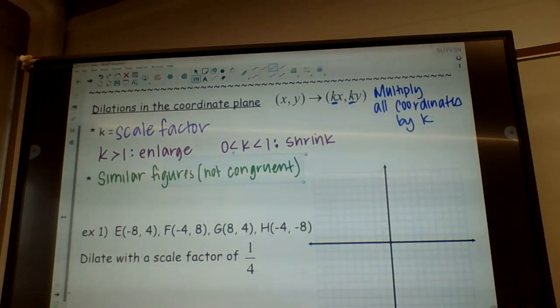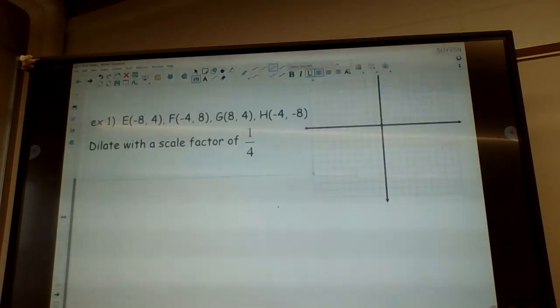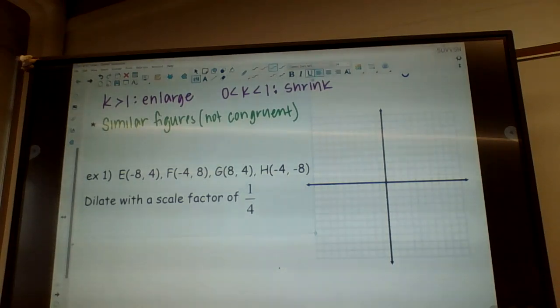So kind of show you guys how this works. So I have a shape here that we're going to have to graph. Now on your homework, some of them are already graphed for you, so you might have to pull the coordinate points off of it. It says to dilate with a scale factor of 1/4. What does that tell me about what the shape's going to do? It's going to get smaller. So 1/4 is in between 0 and 1. So this is going to shrink.